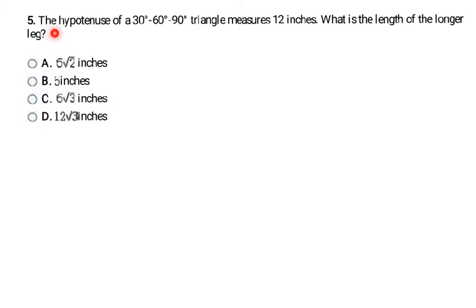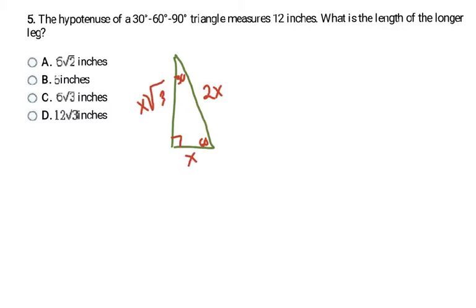This question here is the hypotenuse of a 30, 60, 90 triangle measures 12 inches. What is the length of the longer leg? So the first thing I'm going to do is copy down my rule triangle. Then I'm going to label what I know. So I know the hypotenuse is 12. So I'm going to set that part of the rule triangle equal to 12. And I want to know what is the length of the longer leg.